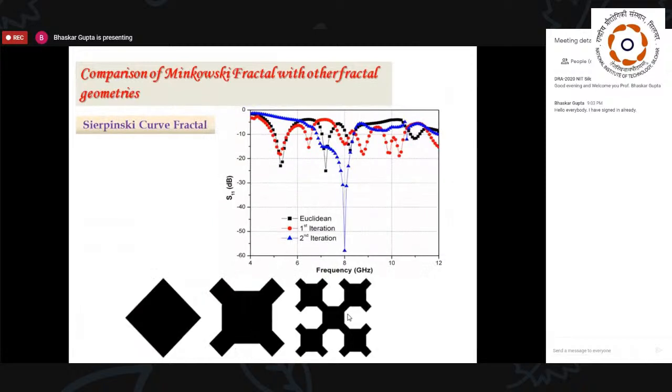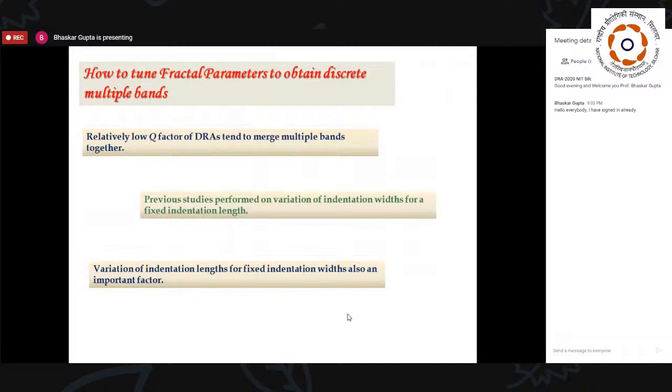This is a Sierpinski, very well known fractal. Sierpinski gasket. In fact, there are so many Sierpinski gaskets, Sierpinski carpet, all those. But the point is how to tune the fractal parameters to obtain the discrete multiple bands or broadbands.